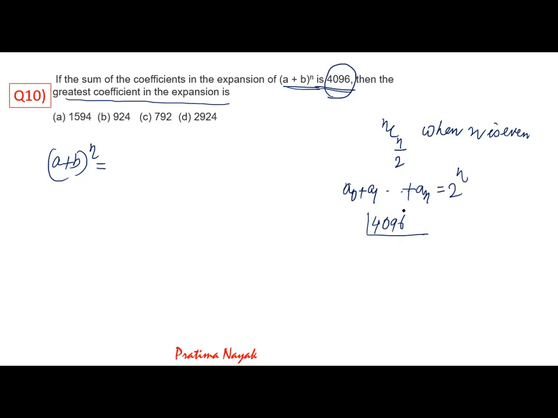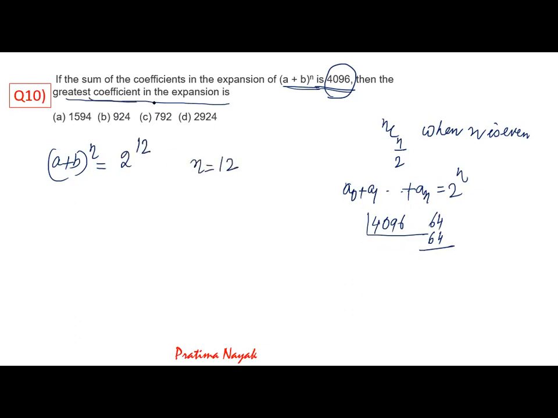4096. It will be 12. Let us check once. 2 to the power 12. 2 to the power 6 is 64. So 64 is equal to, yes, this will be 2 to the power 12. So what is the value of n? n is equal to 12.